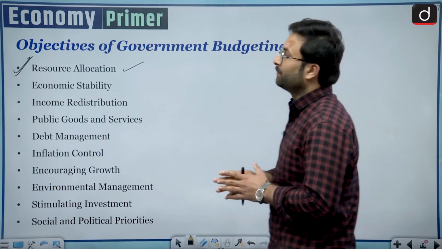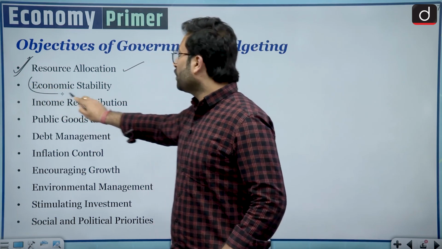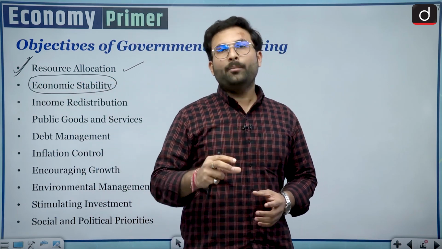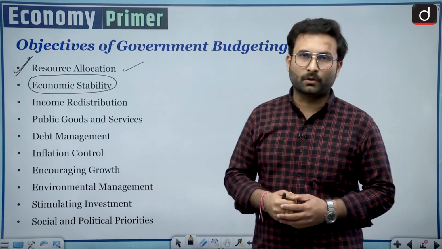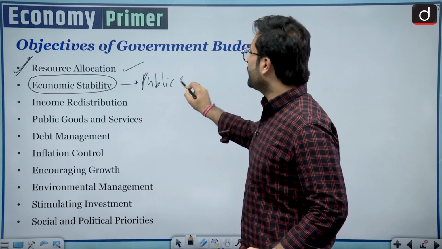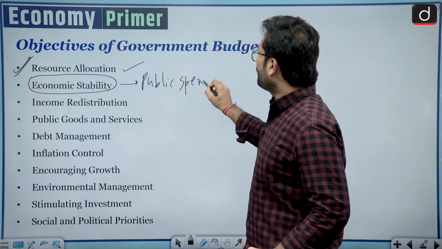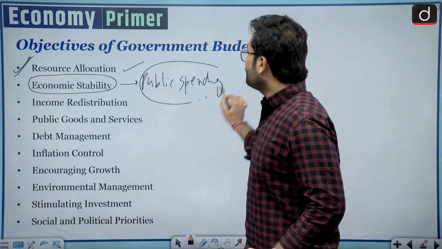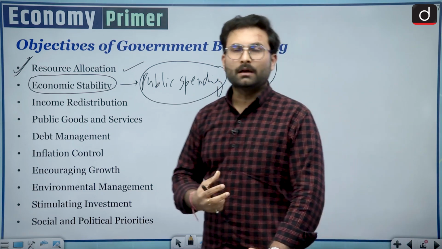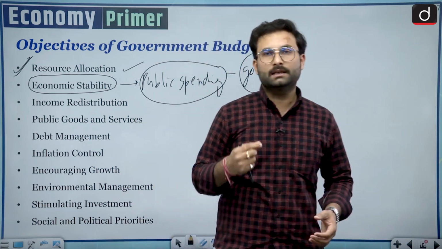Second is economic stability. Whenever the economy is going through some kind of slump or slowdown, the government has to go for spending. That is public spending or public expenditure. That is done by the government, and for that also budgeting is quite important. How much you have to spend on what, that is quite important.